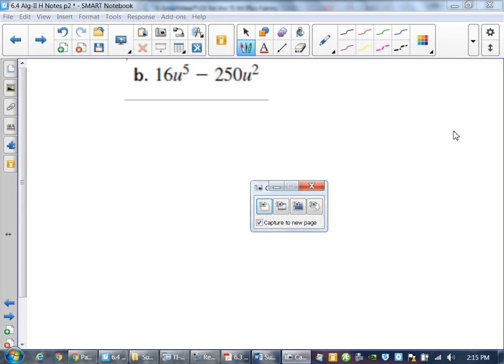Maybe 2. Yeah. So if I factor out my GCF, I have 2x squared I'm going to take out. And then I'm left with 8x cubed minus 125. Okay? Now, is 8 a perfect cube? Yeah. How can you check that?